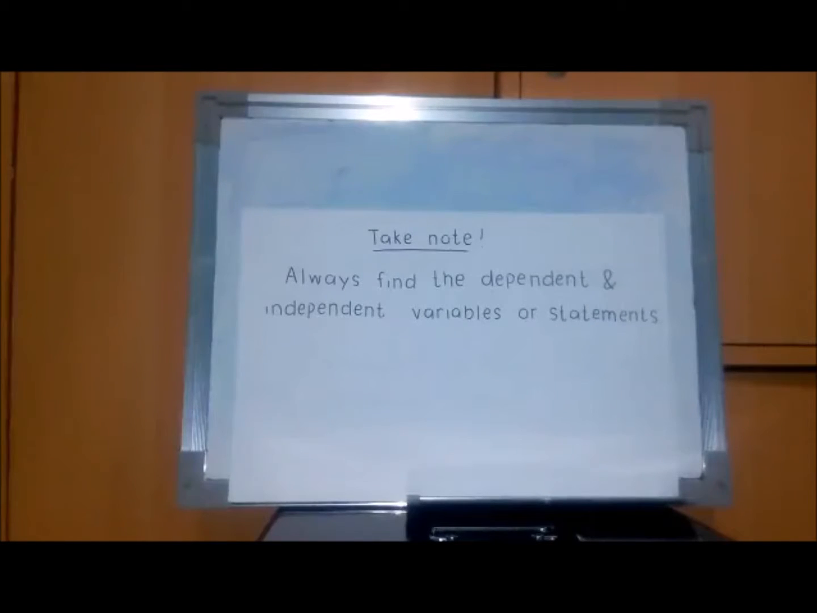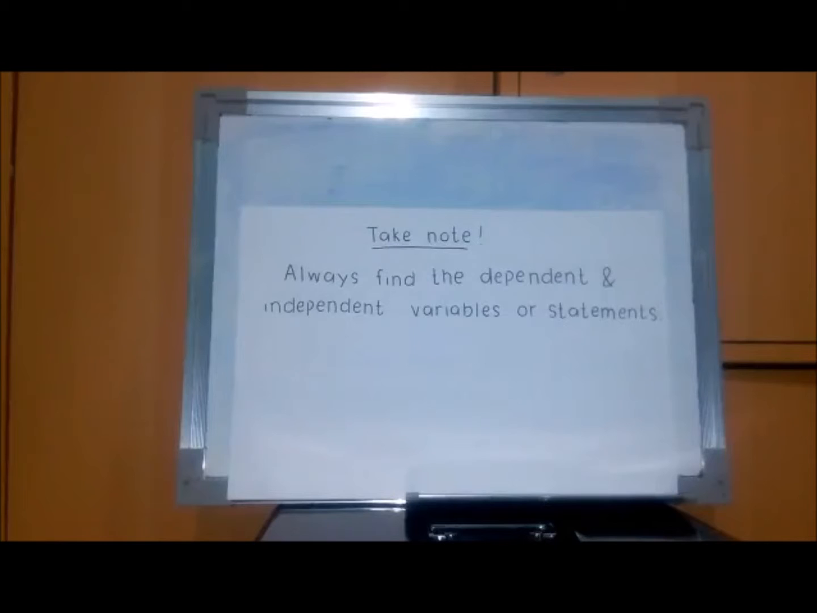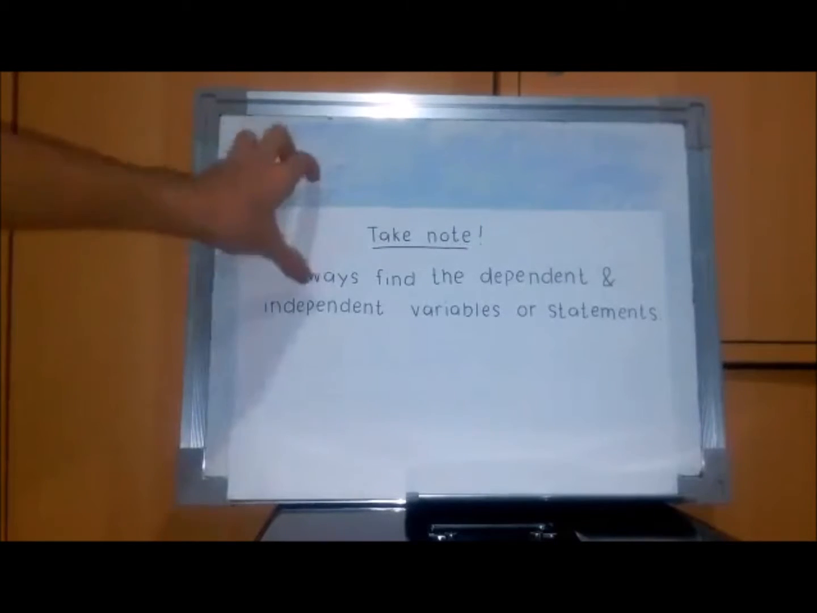Hello and welcome back to part 2 of our video. Here will be the finding of the independent and dependent variables for our word problem. Take note, always find the independent and dependent variables or statements. Since it is a word problem, we are looking for the statements. So here, I'm just going to flip this.